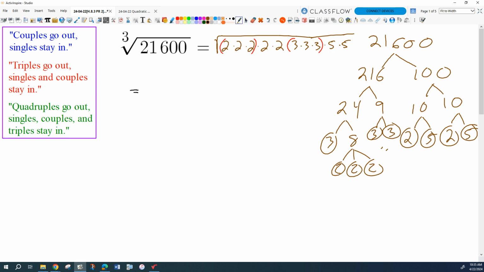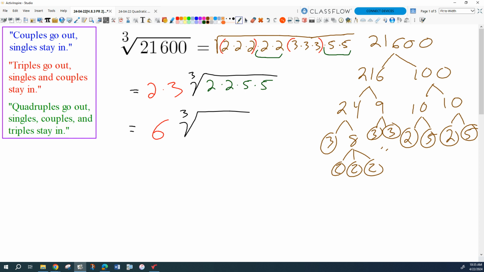Okay, good. So outside, we're getting 2 times 3, which is going to give us a 6. Inside, got all the rest, right? Okay, so inside we've got 2 times 2 times 5 times 5. So we could simplify this to 6 outside. Inside we'd get 100. Yeah. Okay, everybody good? Make sense? Okay, same idea, no big deal.